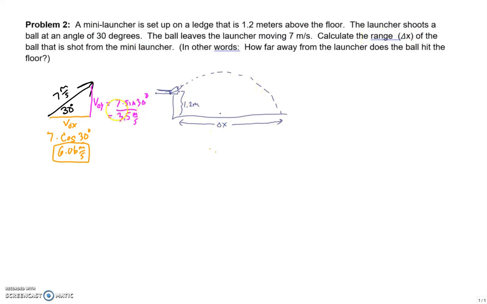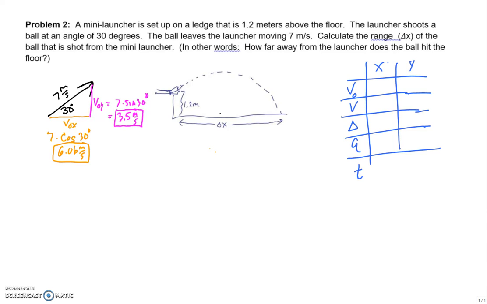And here is the calculation of the horizontal and vertical velocities upon launch, the initial velocities: 6.06 meters per second horizontal, 3.5 meters per second vertical. And now we'll fill in the table values. In the table here, if it's blank, we don't know what it is.